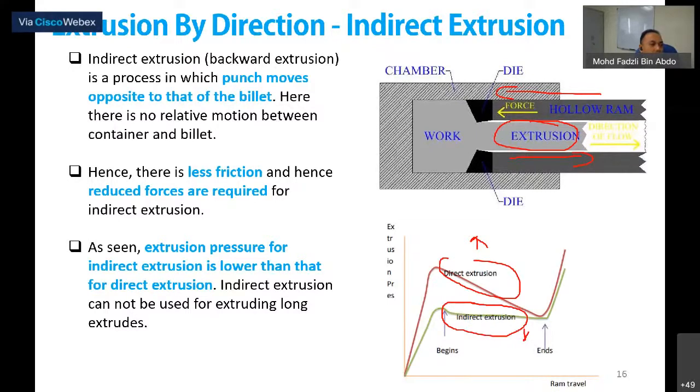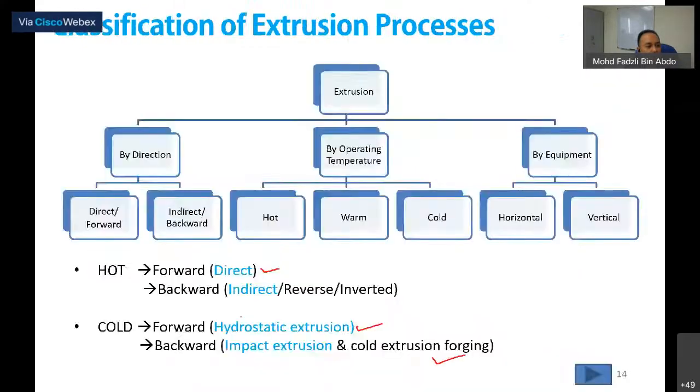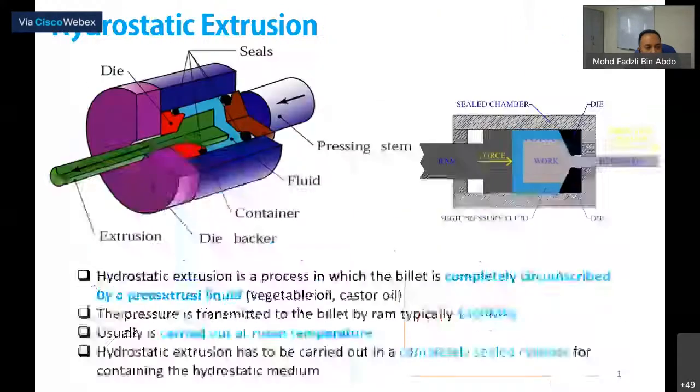Okay, bantulah saya petang ni. Okay. Ini adalah hydrostatic extrusion. Hydrostatic extrusion ni apa? Dia forward extrusion tapi dalam jenis cold extrusion punya kategori. Okay. Kita panggil hydrostatic extrusion.